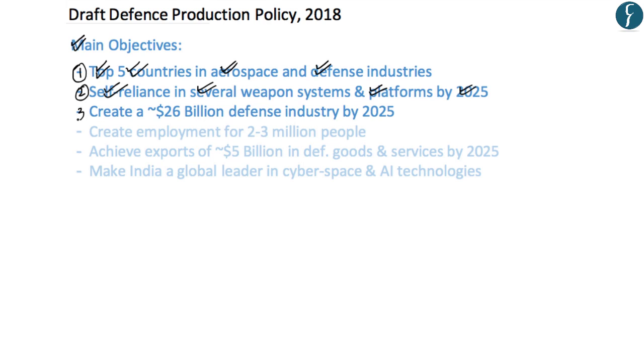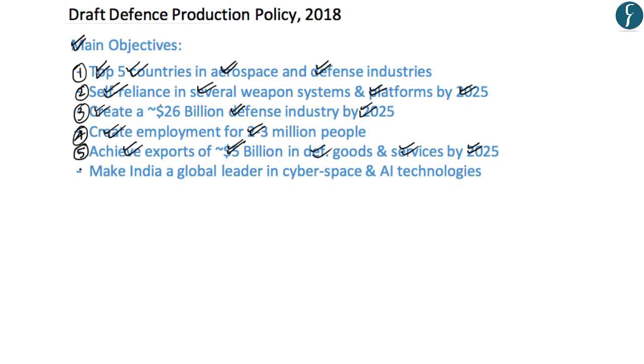The policy also targets to create a $26 billion Indian defense industry by the year 2025, and moreover, create employment for 2 to 3 million people in this defense industry. The fifth point is that the policy intends to achieve exports of roughly $5 billion in defense goods and services by the year 2025. The sixth and the last point is that the policy intends to make India a global leader in cyberspace and artificial intelligence technologies, more specifically in relation to the defense industries. Now, hopefully you understand the main objectives.